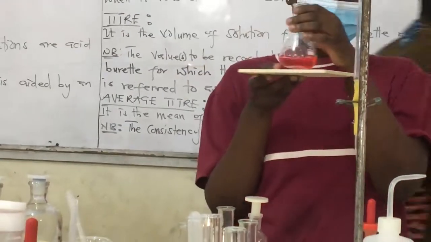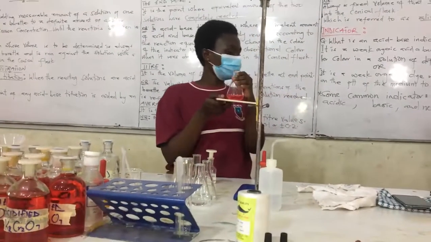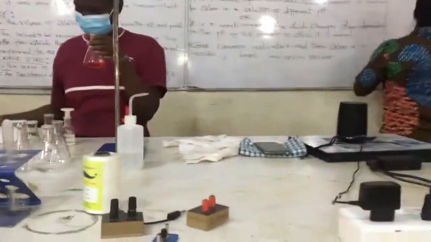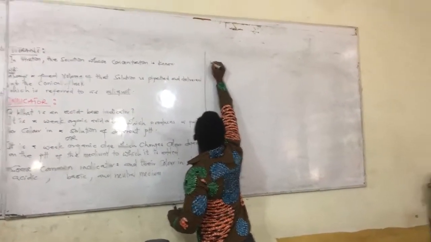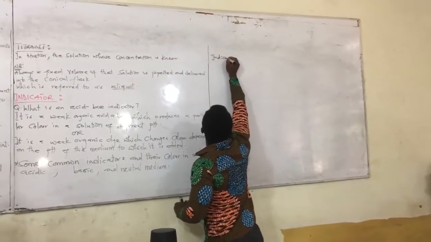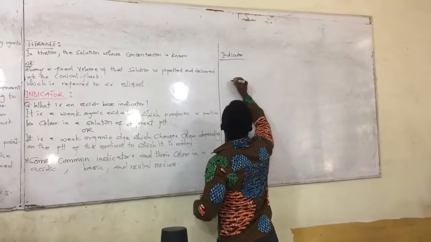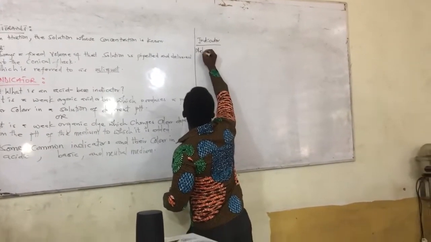So quickly, let's draw a table for that. So I'm going to draw a table. So, indicator, methyl orange.